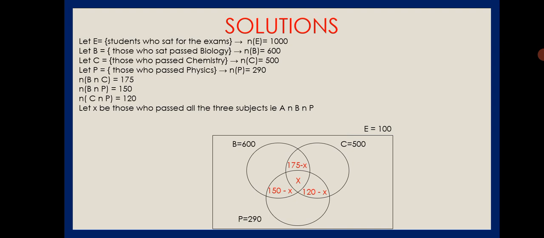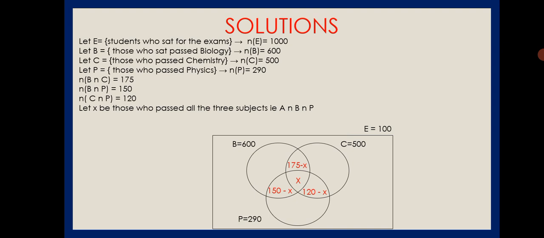Since in the question we could see that we have three subjects that 1,000 students sat for, that's biology, chemistry, and physics. All the students at least wrote the exams. But I want to know students who passed in all three subjects: biology, chemistry, and physics.